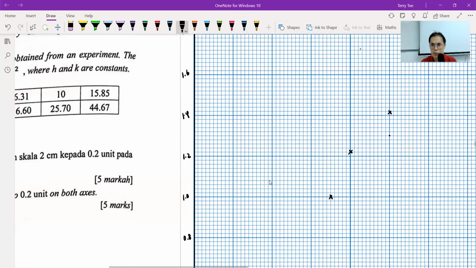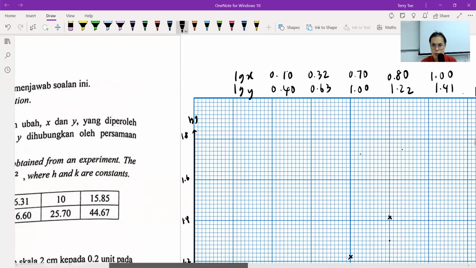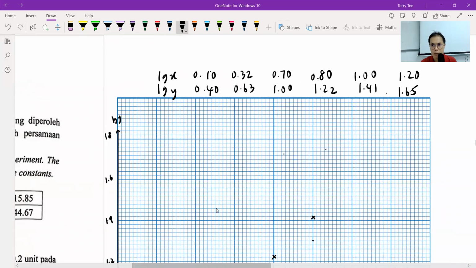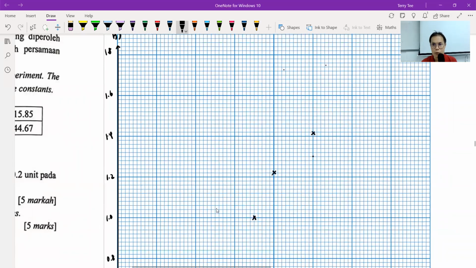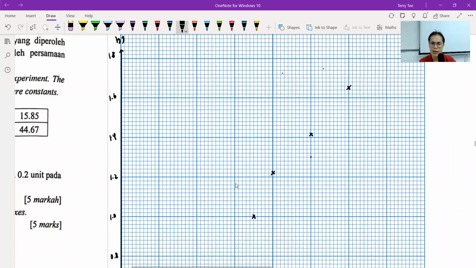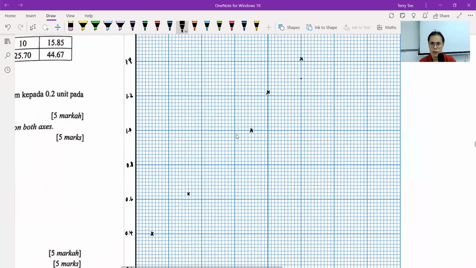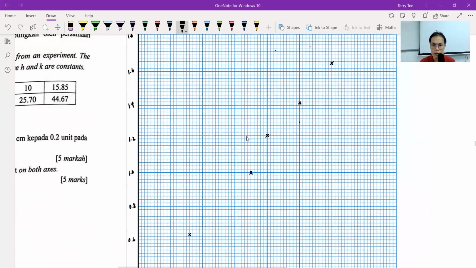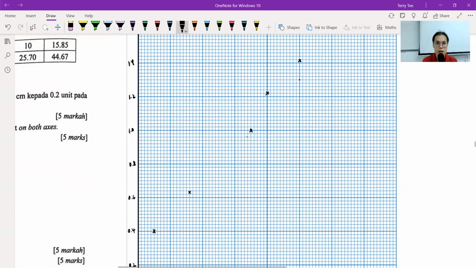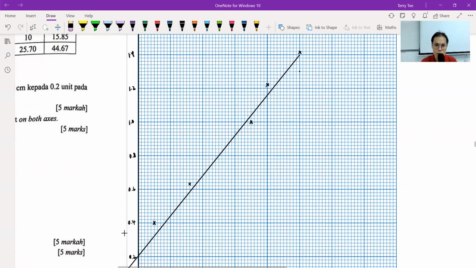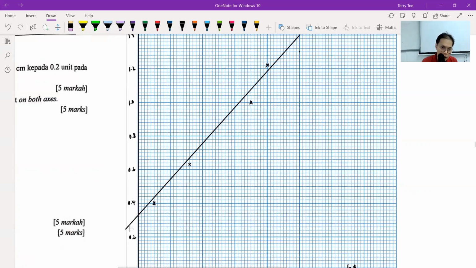Right? And last one, it should be 1.2 and 1.65. 1.2, 1.65, 1.65 is in between, yeah, between 2 and 3. Yeah? So, okay, you can see one point is slightly out. There's one point that is quite different, but what to do? Yeah, we have to draw the line of best fit. Make sure it passes through as many points as possible. Now, it may or may not pass through all the points. It may not pass through the first and the last.